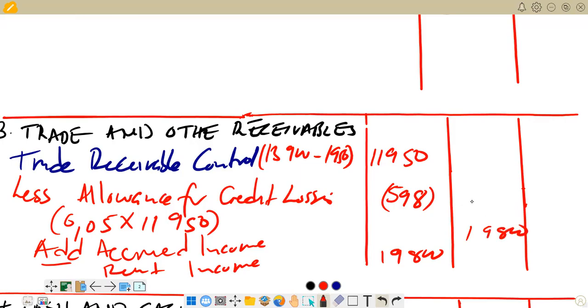And remember here, we are subtracting. We are saying 11,950 minus 598. The answer we put here. When you subtract there, we get 11,352. And you now add this one plus this one to get the total for trade and other receivables. We put it here, which is 31,152. So that's what we have on that note. Then we move on to the next note.